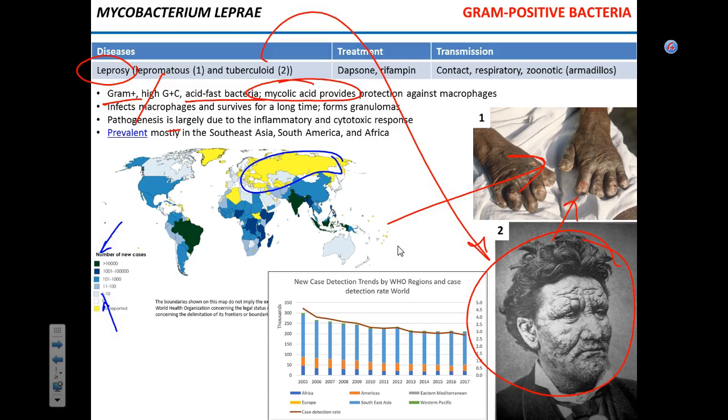Does that make sense? So if you look at this map, you will see the two countries that have the highest number of people with leprosy, Brazil and India. Yes. And thank you for reminding. I'll address it in a second. Okay, so Brazil and India have the highest number of people that are infected.